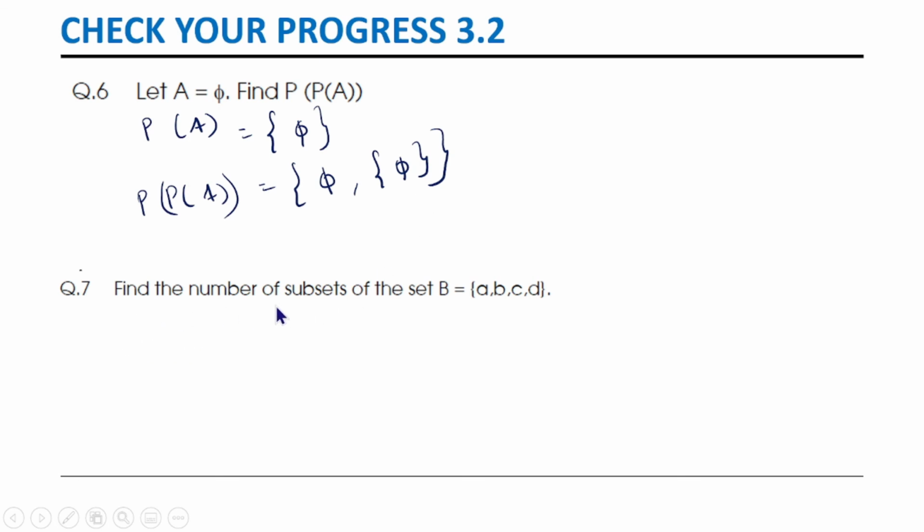Next one, find the number of subsets of the set B is equal to {a, b, c, d}. Now we know the number of elements in the power set of B is given by 2 raised to the number of elements in B. So the number of subsets of the set B is 2 raised to the number of elements in B. Here the number of elements in B is 4. So it is 2 raised to 4, which is 16.